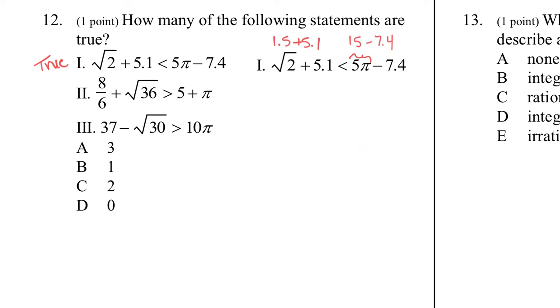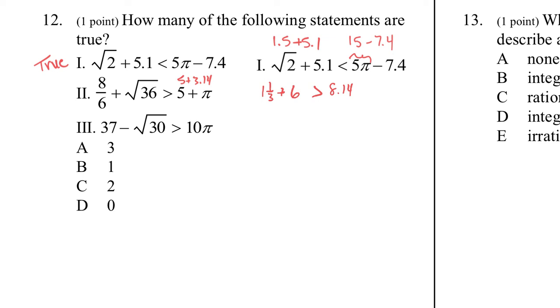Let's do more here. 8 sixths. That's 1 and 2 sixths. That's 1 and 1/3. That's 8 sixths, plus the square root of 36, which is 6. Is that greater than 5 plus pi? That's 5 plus 3.14, right? 5 plus 3.14 would be 8.14.